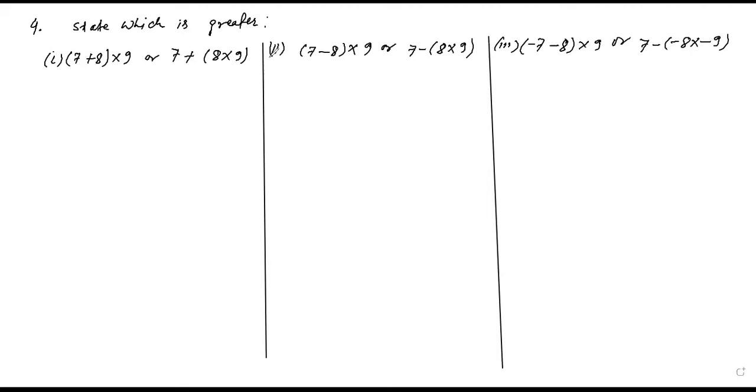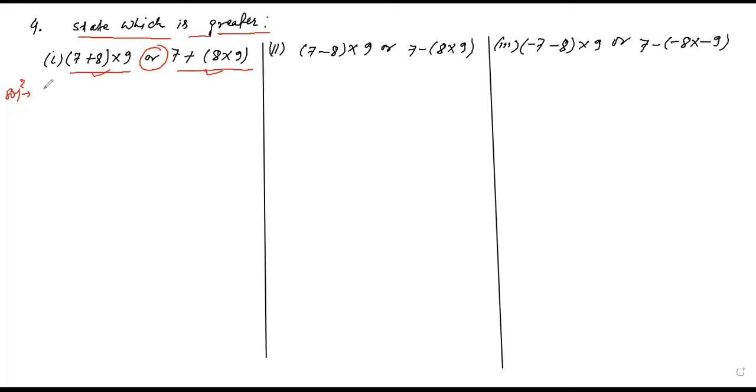Now these are the questions, and we are going to solve them. The question says, state which is greater, means 7 plus 8 into 9 or 7 plus 8 into 9, in the other format. From the word 'or' only we have to compare, meaning the sum before 'or' and the sum after 'or'. The question is asking between them which one is greater, so we are going to solve the sum before 'or' and the sum after 'or' one by one. Then when we get the result, we will compare.